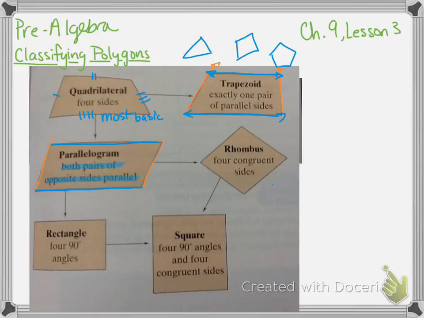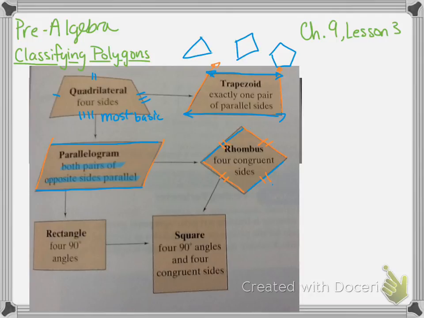Now after that, we get even more specific, a rectangle and a rhombus. A rhombus has 4 congruent sides, and the opposite sides are parallel, because a rhombus has the same characteristics as a parallelogram with 1 extra thing going on, the fact that all of the sides are congruent. So a rhombus not only has both sides parallel, but 4 congruent sides.